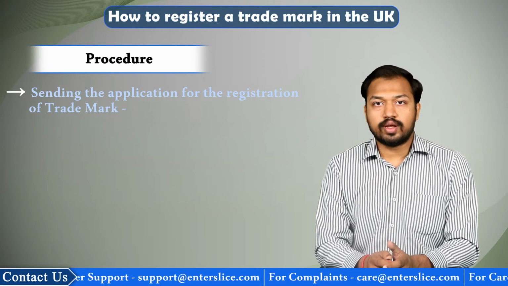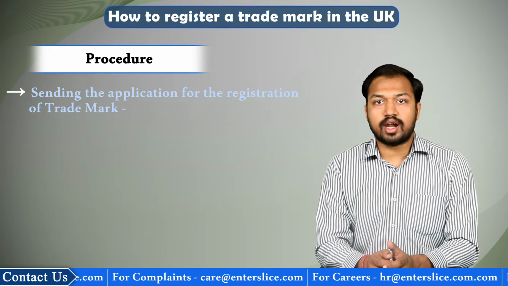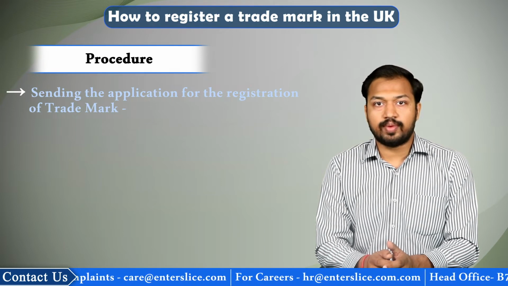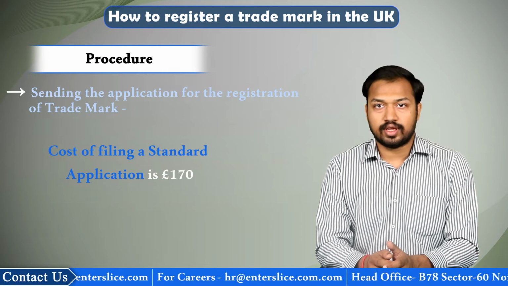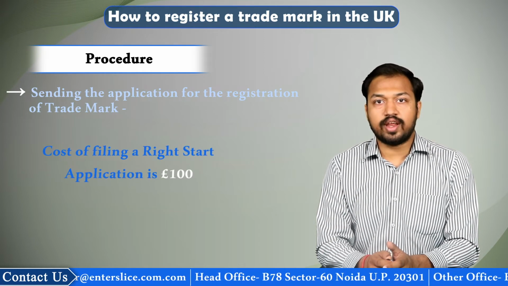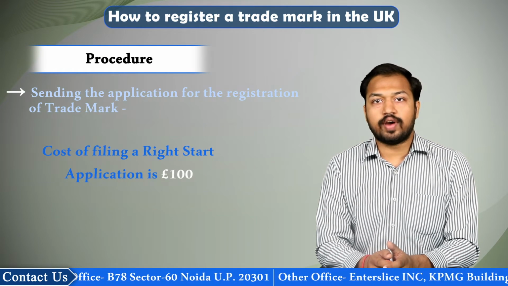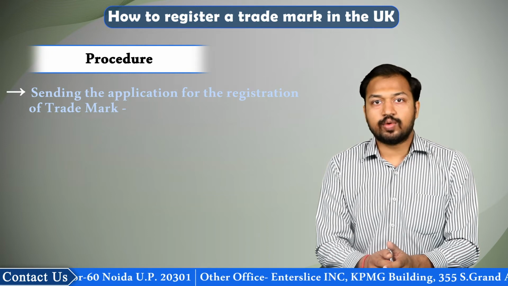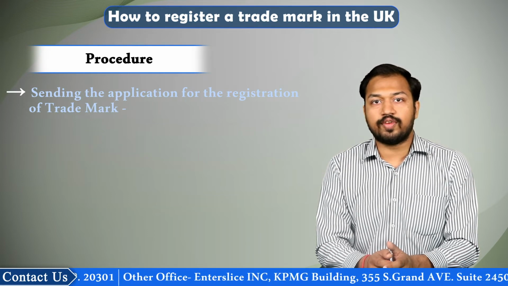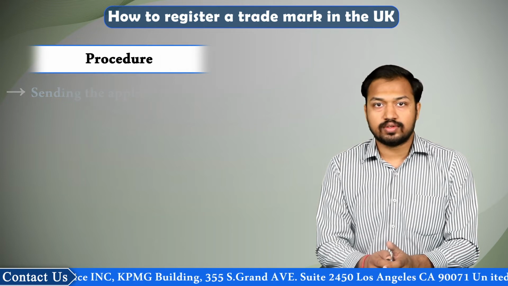If you are not confident about meeting the rules for registration of trademark, you can choose the option of a right start application before filing the standard application and before payment of the full fee. The cost of filing a standard application is £170, whereas the cost of filing a right start application is £100. If you do not wish to avail the option of filing the trademark application online, you can choose to file the application through offline mode via post and pay the prescribed fee of £200.